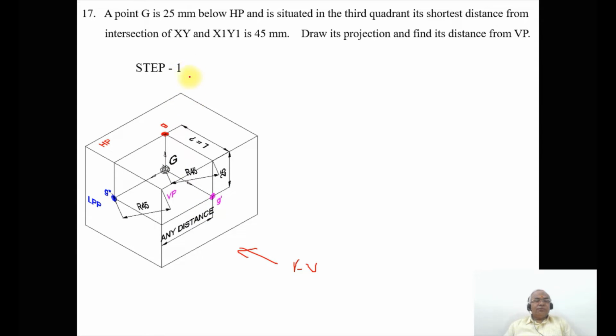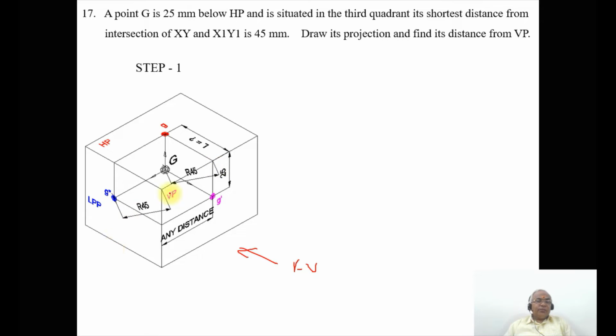Similarly, as we look from the top view, we can see the distance in front of VP, but this distance in front of VP we cannot show because it has not been given. Instead, the distance from the intersection of XY and X1Y1 is given as 45 mm. So the intersection of XY is this line and the X1Y1 line is this, and this is the line we are talking about. From here it is 45 mm, the shortest distance, so from here to here is the distance which is 45 mm, as given.